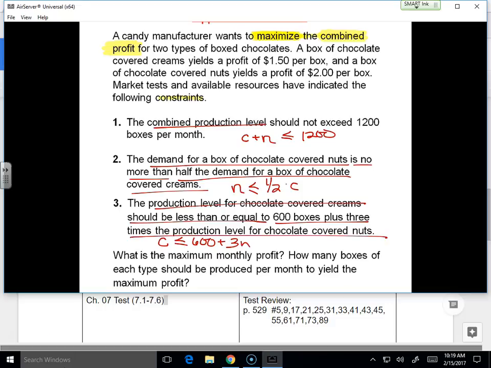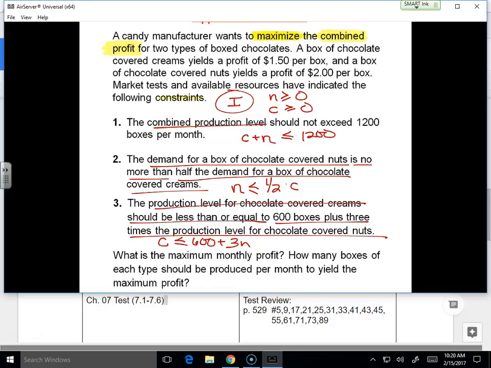Now, here's the trick. There are actually 2 more constraints they didn't even tell us, but we should know: positive, first quadrant. Why? You can't have negative production, you can't have negative demand. You don't want to produce a negative amount. That's just trouble, right? We probably don't even want them equal to 0, but we'll say greater than or equal to 0. Quadrant 1.